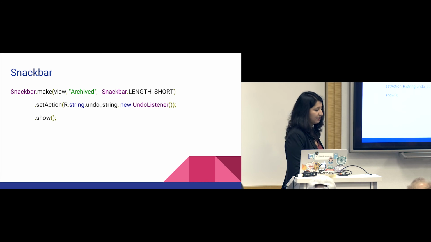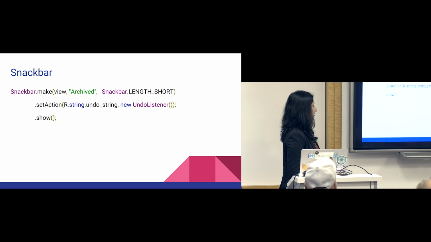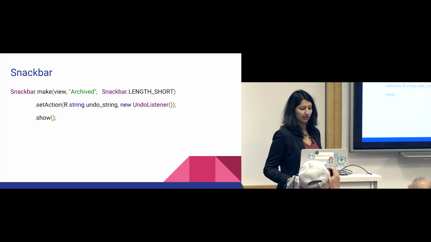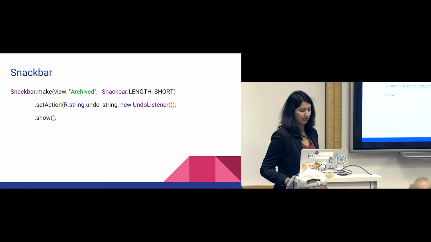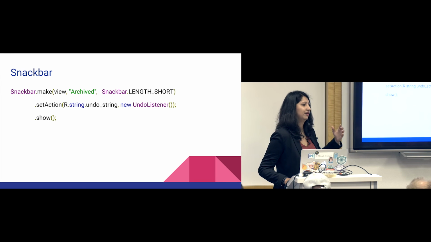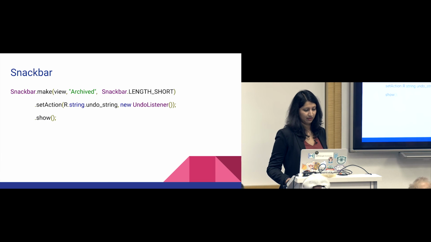So for a snack bar, just make sure you use this snack bar make archived as a text that goes in there, how long you want it to show, set an action on it. The action that I want to set is undo string, and then a listener, which is a click listener. So when you click on it, it's going to do something like undoing the action that you just created. And then finally, show. I think a lot of us who have used toast sometimes just forget to add show, which is a very important thing.